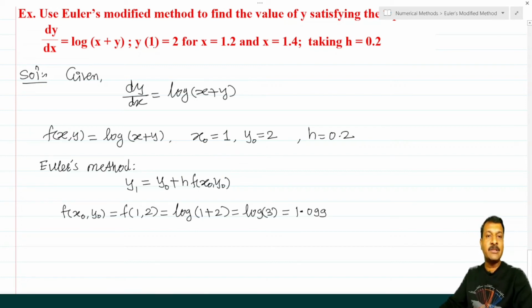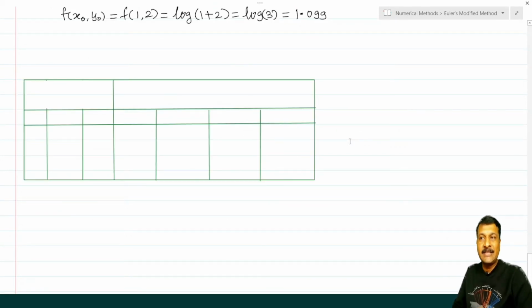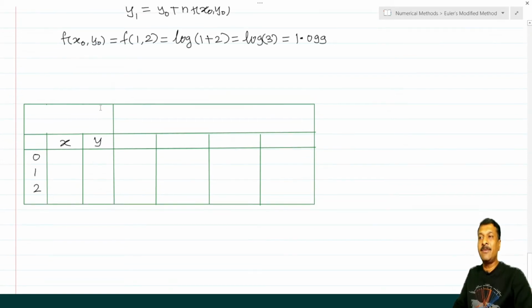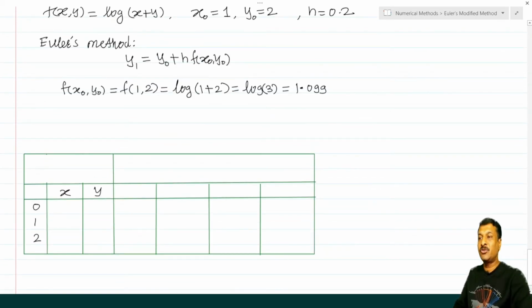Now the very important thing is the table. You should practice how to make this table. Here the position is 0, 1, 2, like that. Here are the values of x and y. Initially x0 is 1 and y0 is 2, so I need not improve those. And here I am going to improve the values: the first improvement, the second improvement, the third improvement, the fourth improvement.